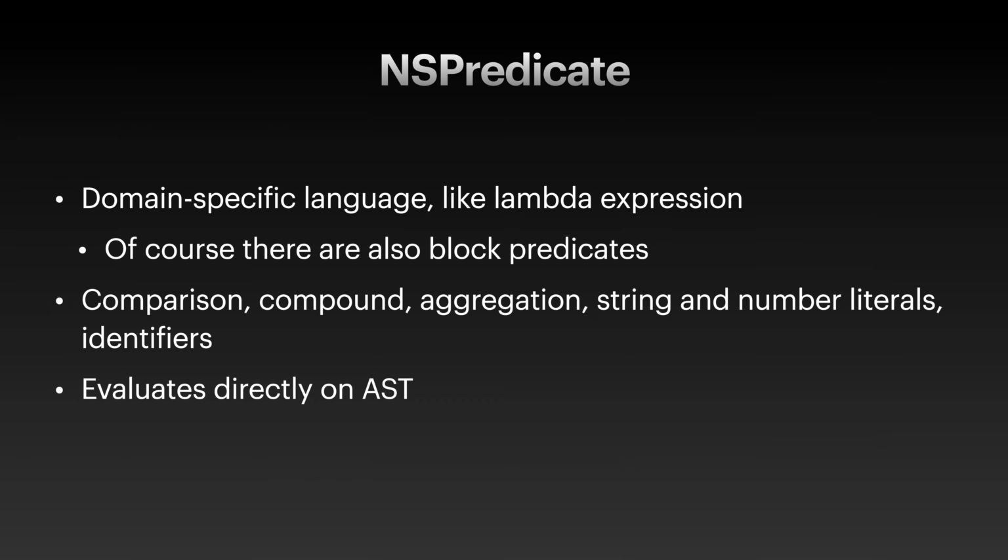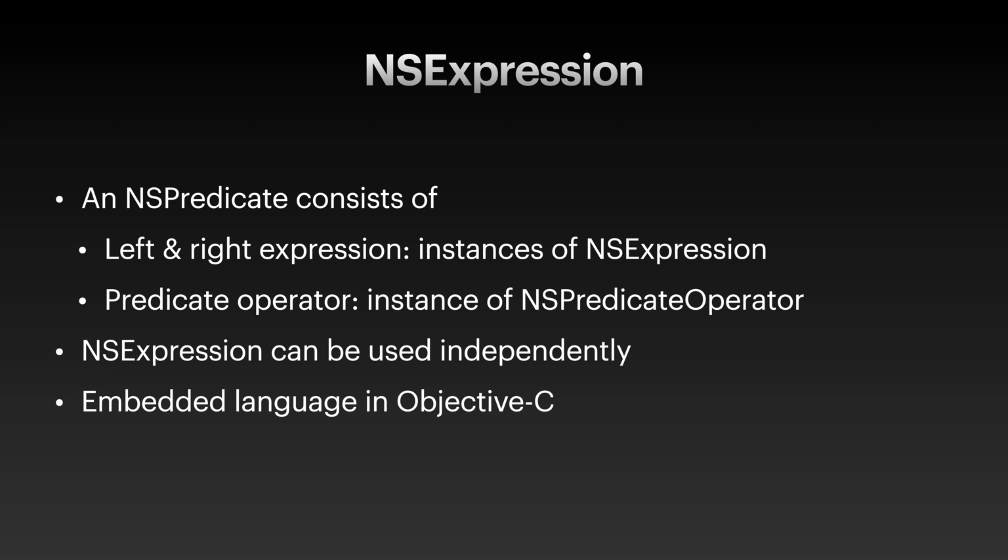In NSPredicate, there are comparison, compound, aggregation, string and number literals, and identifiers to look up values from the parameter. It evaluates directly on the abstract syntax tree instead of some kind of bytecode or even machine code. So, an NSPredicate consists of at least two NSExpressions.